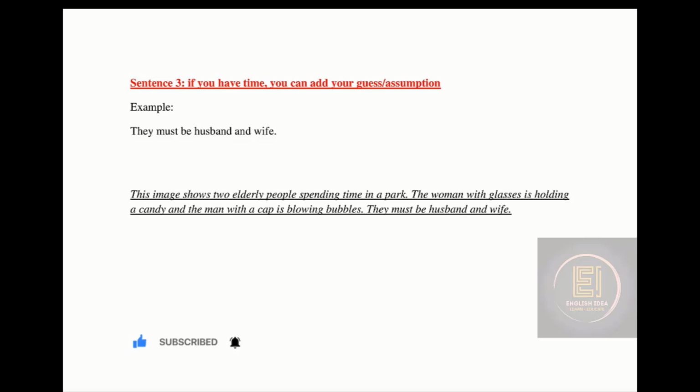For this picture, you can say, I think they are husband and wife, or we can assume they are husband and wife. You can also say, I assume they are a couple, they are a happy couple. You should always add your assumption or your guess towards the end, not towards the beginning.